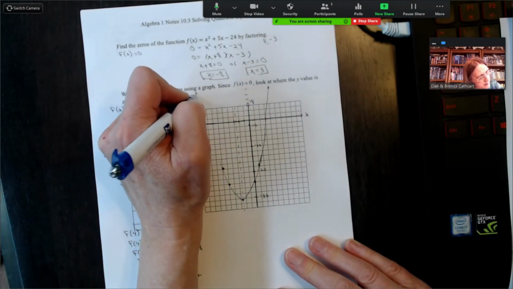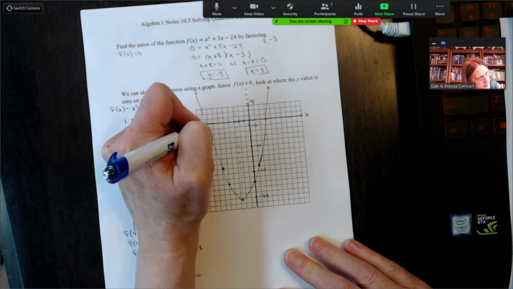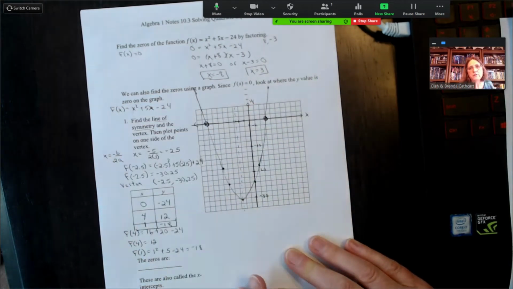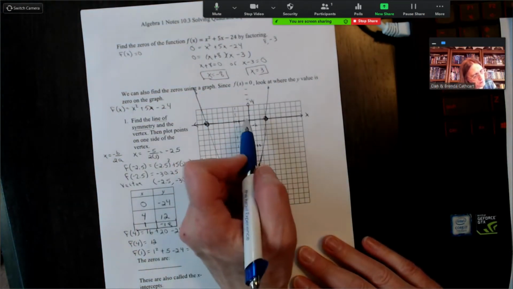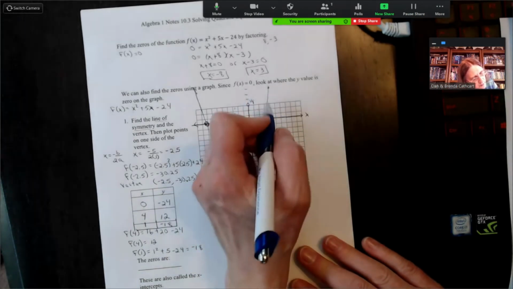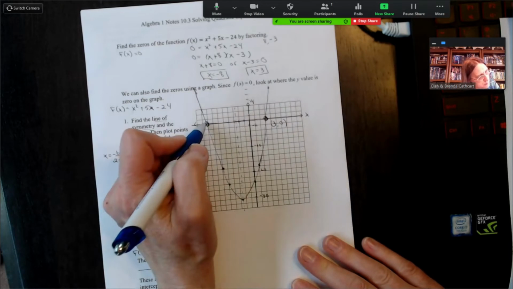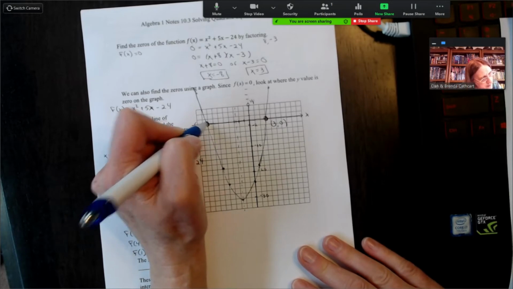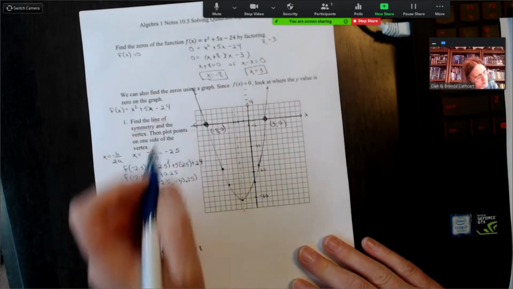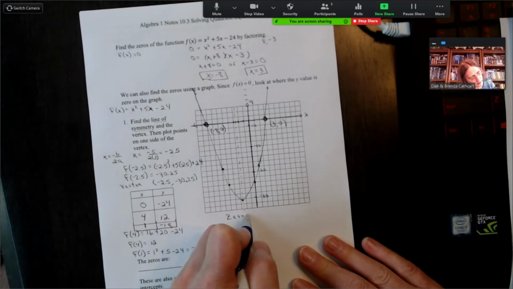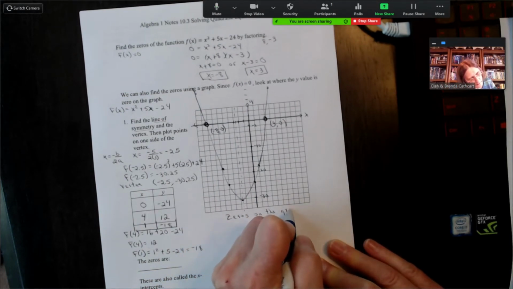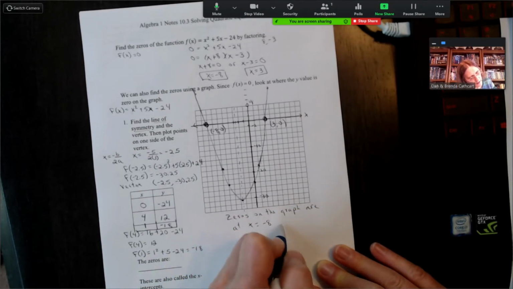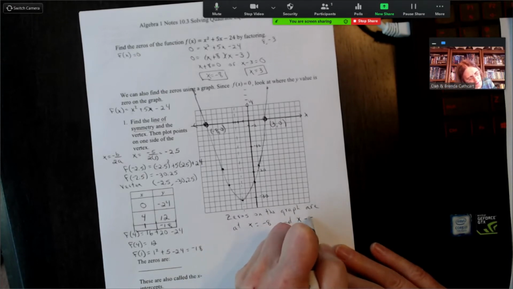So we're going to end up at this point right here, and right here are 2 points on the x-axis. The coordinate of this point is 3, 0, and the coordinate here is negative 8, 0. So the zeros on the graph are at x equals negative 8 and at x equals 3.